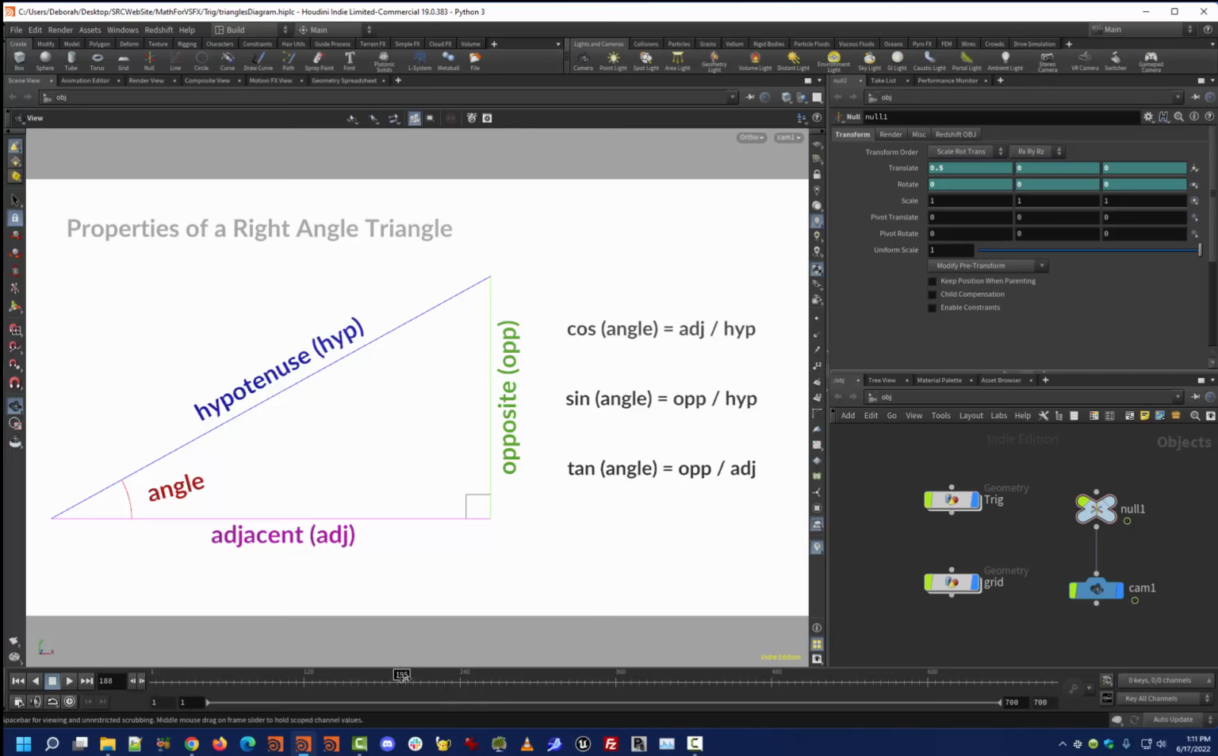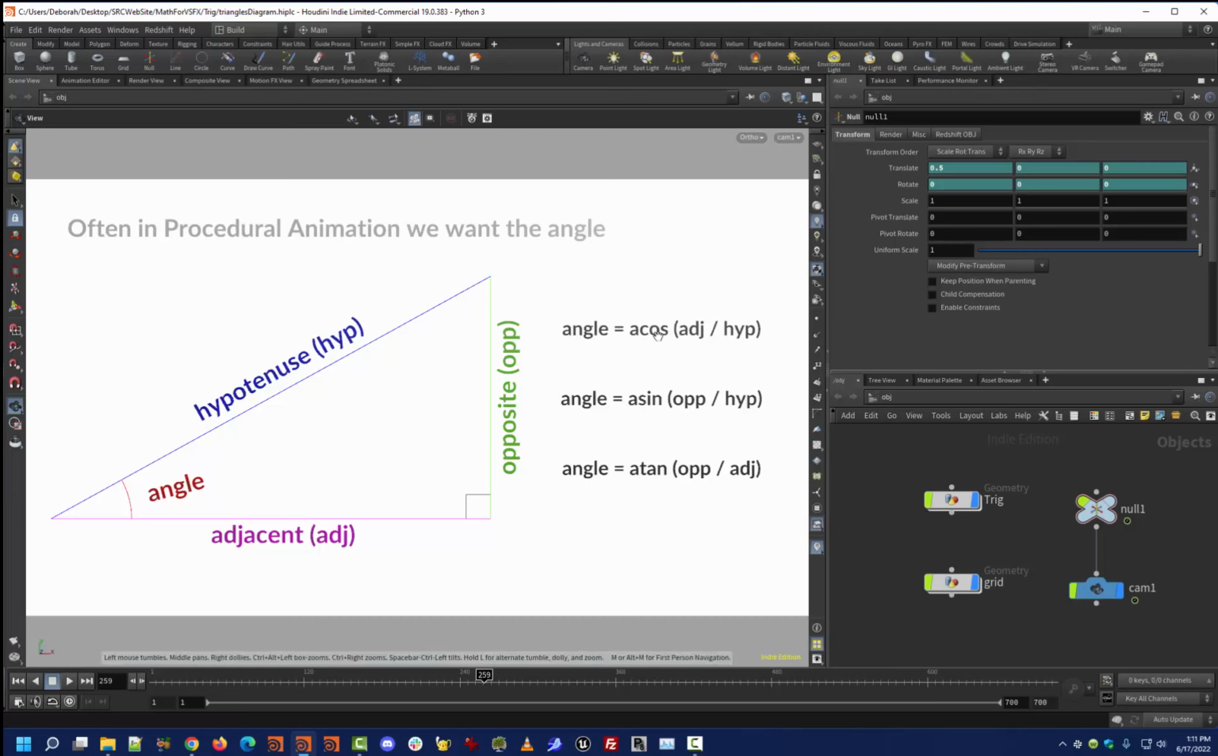Well, often in procedural animation, what we're looking for is the angle. So if we take the inverse function on both sides, what we get is the angle with an expression that uses the inverse function of each of those trigonometric functions. For example, if we take the inverse function of cosine on both sides, we get arccos of adjacent over hypotenuse, and then the angle is simply left. So the angle is equal to the arccos of adjacent over hypotenuse, and sine and tan work in the same manner. This gives us ways to compute this angle.